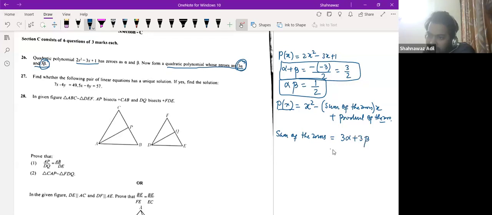So you have to find out. Now you can take 3 common, and this is alpha plus beta. Do you know the value of this thing? So 3 into 3 by 2. Yeah, 3 into 3 by 2. So this would be 9 by 2. So this is the sum of the zeros. What would be the product of the zeros?